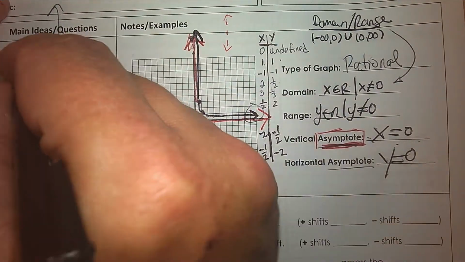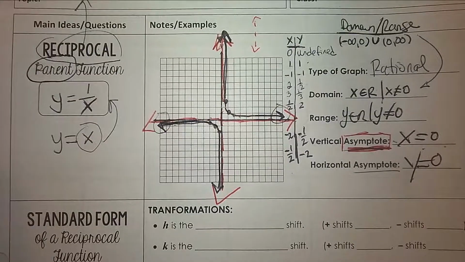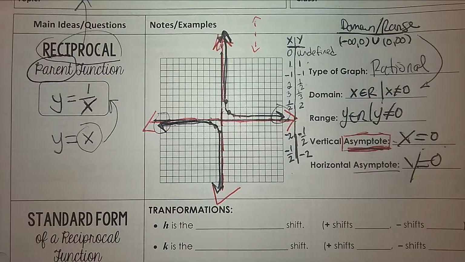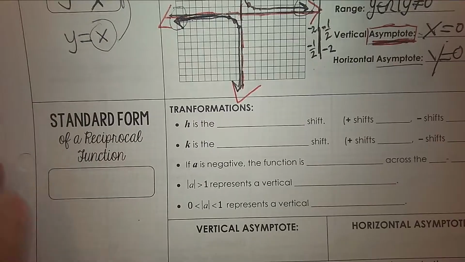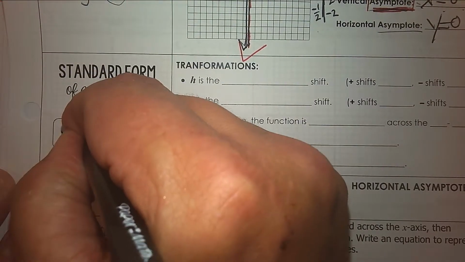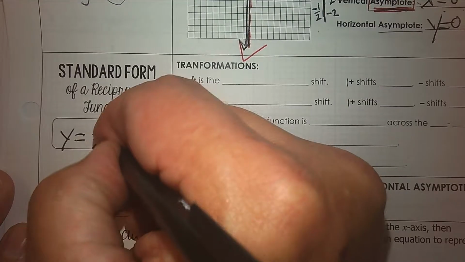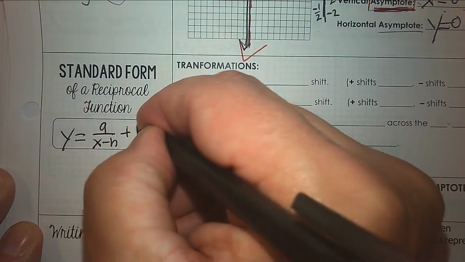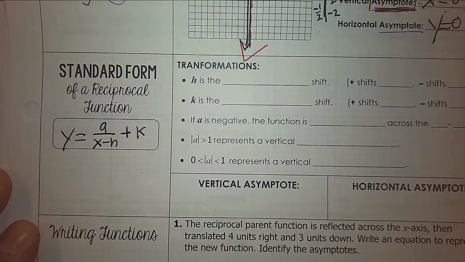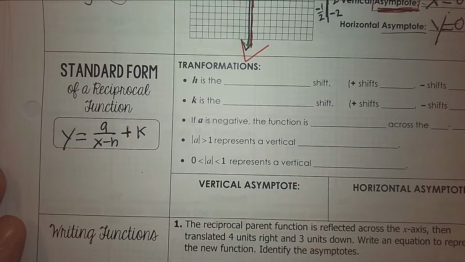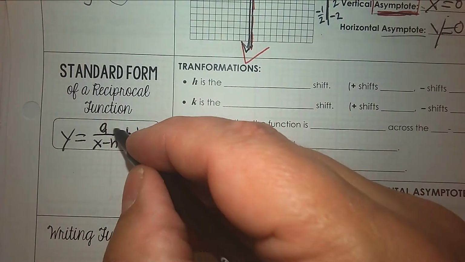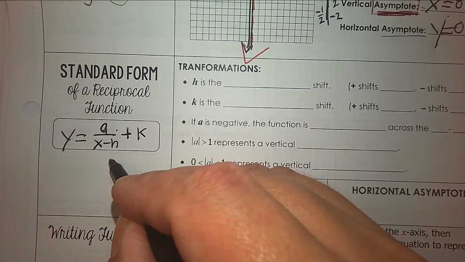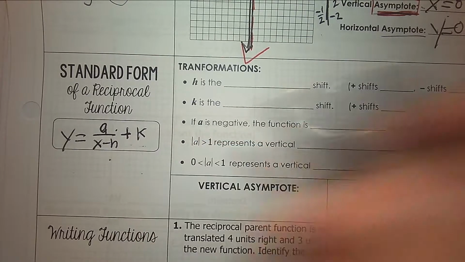What we just did is called the parent. How we're going to graph these is, we're going to start with the parent and transform to the function we're looking for. So, this is the standard form of a reciprocal function. It's y equals a over x subtract h plus k. If it is reciprocal, the numerator will be a constant, the denominator will be a linear, and you might have a number adding or subtracting that's a constant.